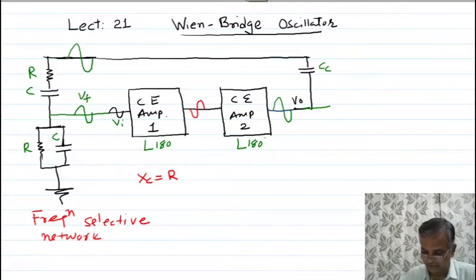Just I am repeating. In a Wien bridge oscillator, it consists of a two-stage common emitter amplifier. Each stage, you can see here, produces a 180-degree phase shift. So total phase is 360. The output of the second stage is given back to the input through the frequency selective network. Let me now say it is R1 and C1, the frequency selective network.